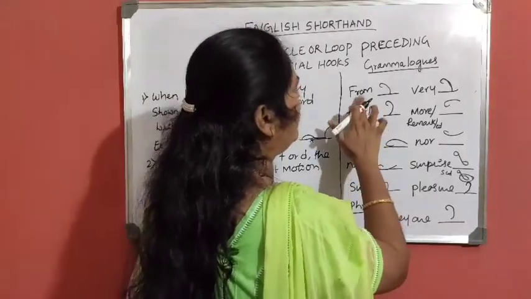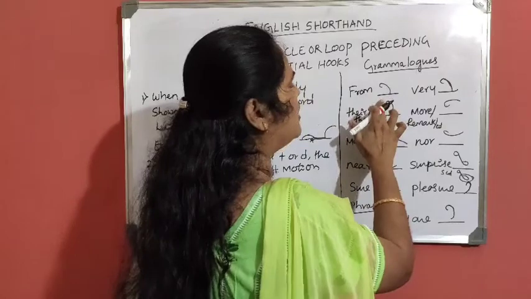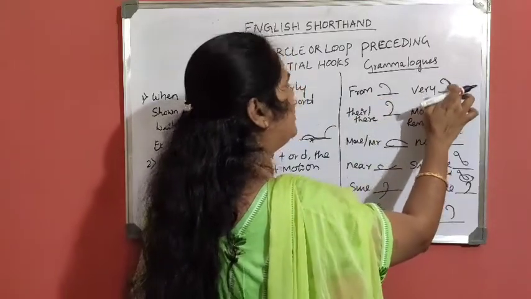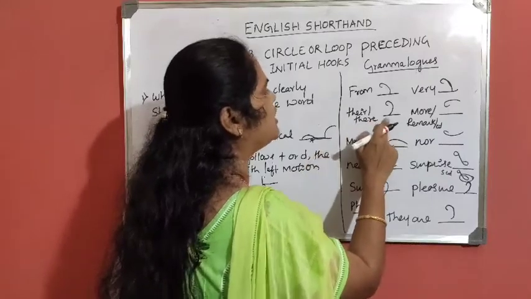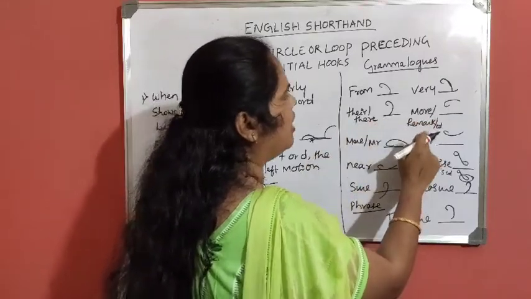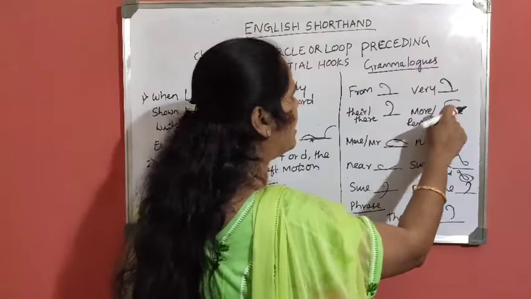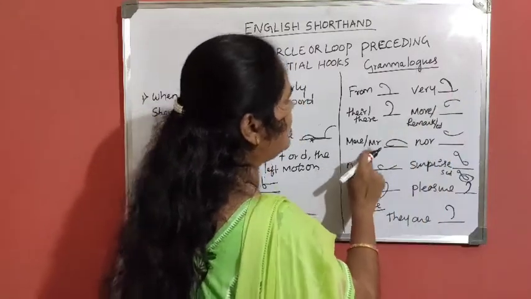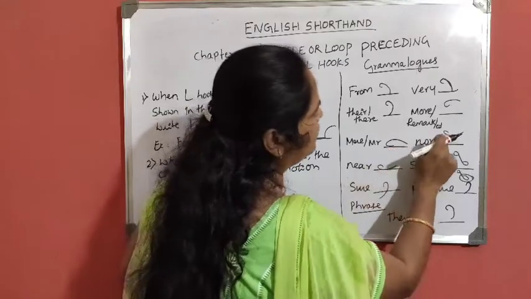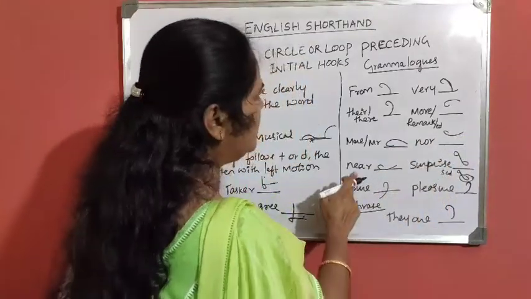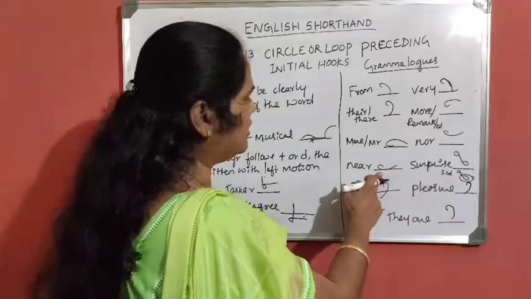From is a grammalogue. From, F with R hook on the line. Very, V with R hook on the line. Then there, their, there, it with R hook. More or remark, remarked, M with R hook above the line. Near or Mr., M with R hook on the line. Nor, N with R hook above the line. Near, N with R hook on the line.